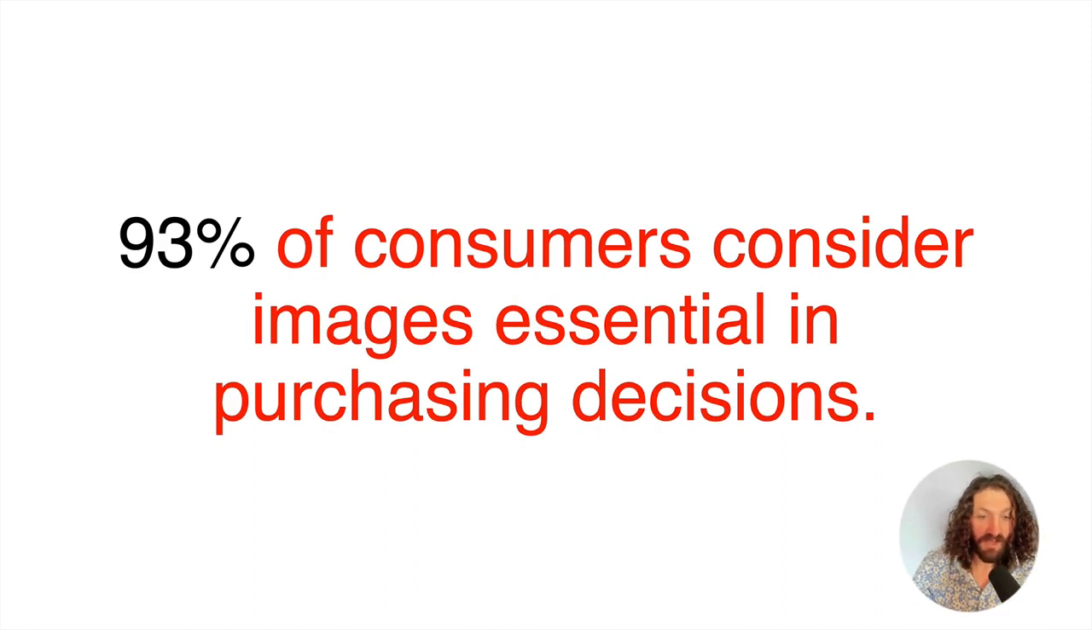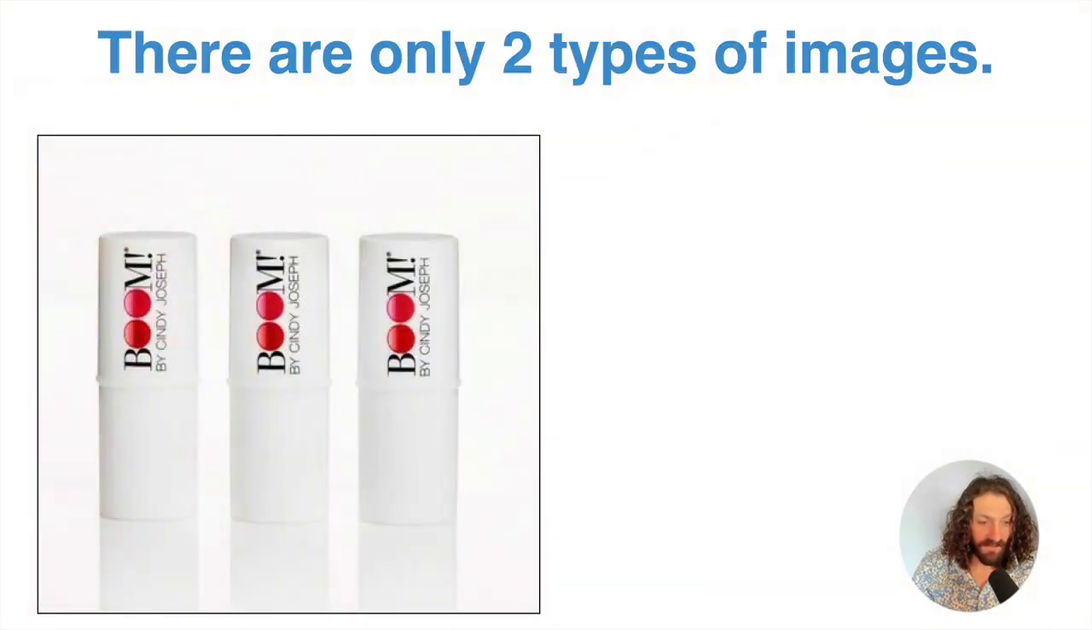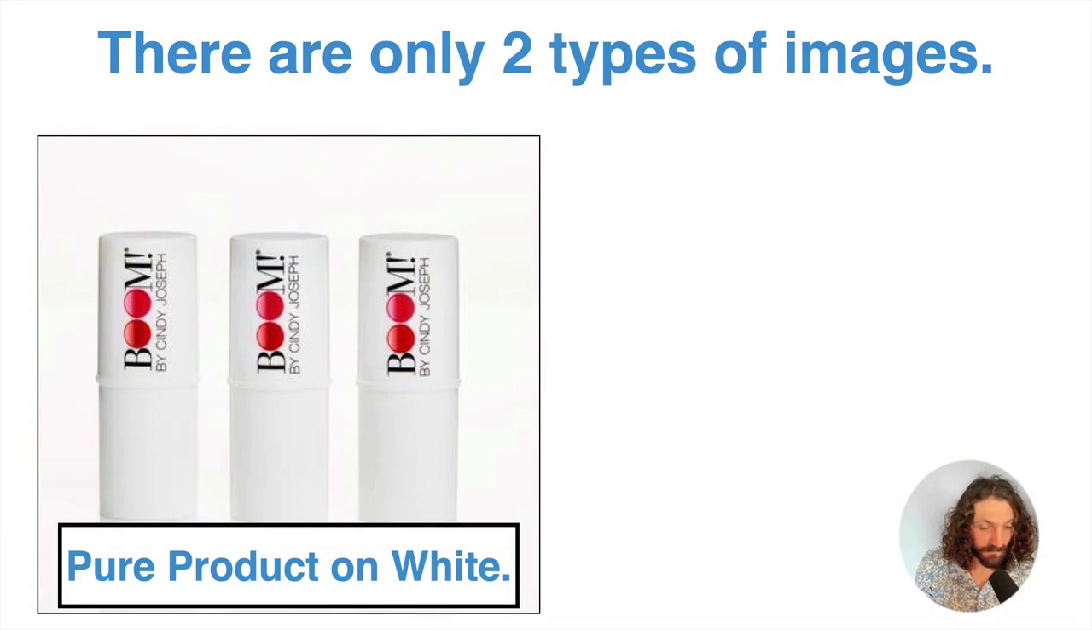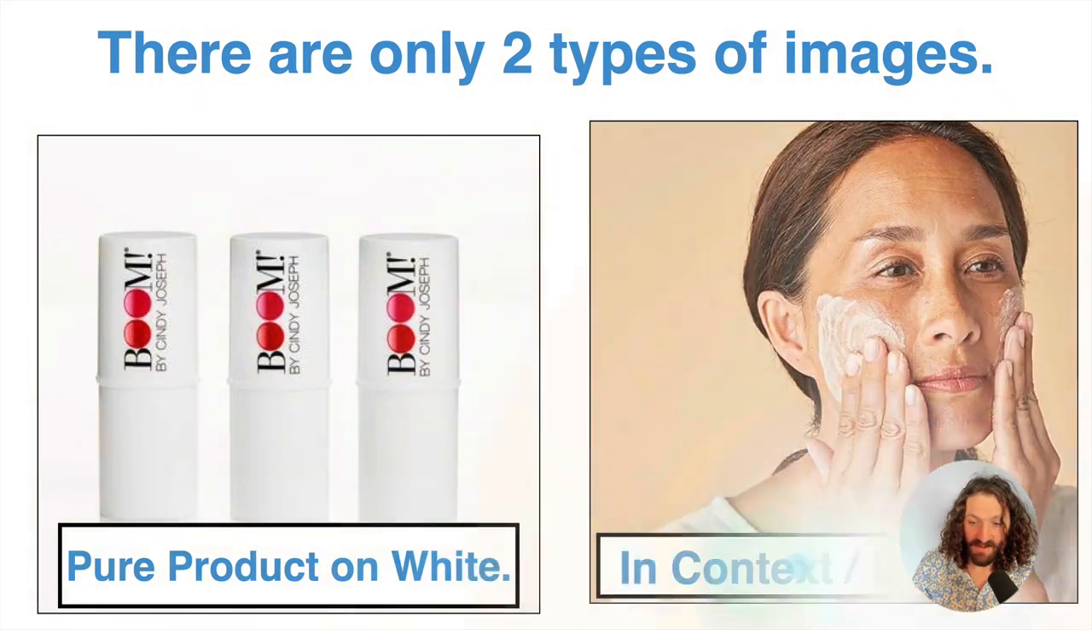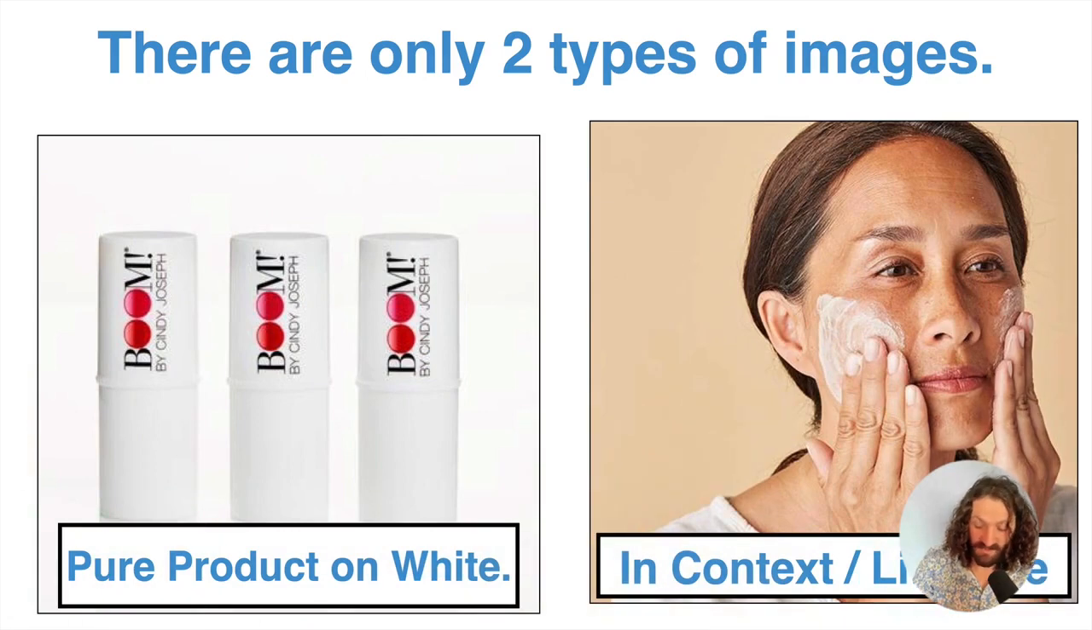93% of consumers consider images essential in making purchase decisions. Your images represent your product's perceived value and quality. And there's really only two types of image. There's main product on white, or a colored backdrop, which is what most people do. And then there's lifestyle and in-context images. These are the ones that you're missing that you need.